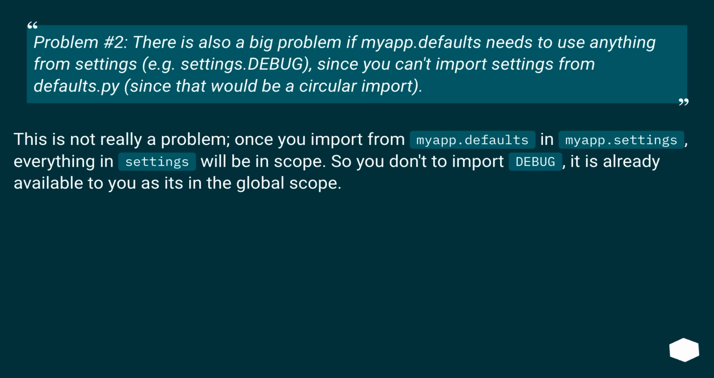Problem number 2. There is also a big problem if myapp.defaults needs to use anything from settings, for example settings.DEBUG, since you can't import settings from defaults.py, as that would be a circular import. This is not really a problem. Once you import from myapp.defaults in myapp.settings, everything in settings will be in scope. So you don't need to import DEBUG, it is already available to you as it's in the global scope.